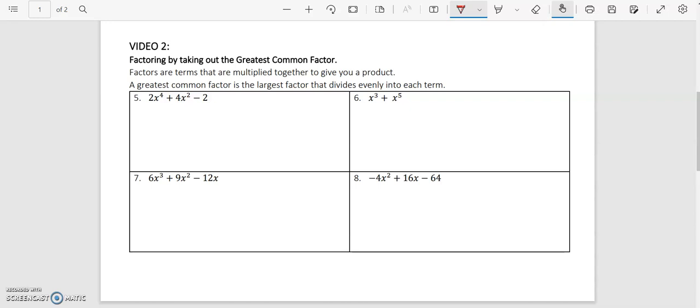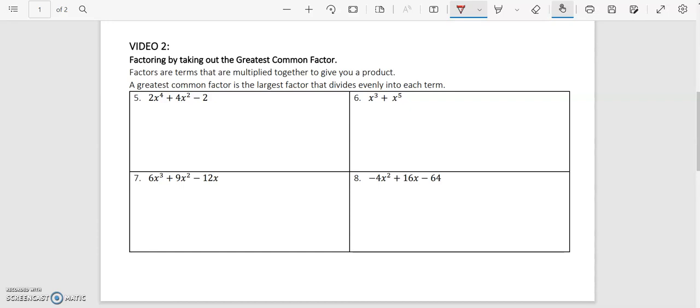In the second video, we are going to review factoring by taking out the greatest common factor. Factors are terms that are multiplied together to give you a product. A greatest common factor is your largest factor that divides evenly into each term. Now, these factors can be numbers or they can be variables. We're going to look at both situations here.